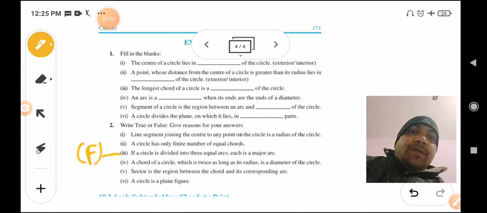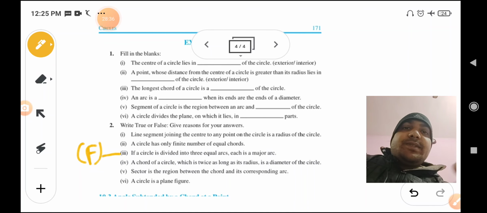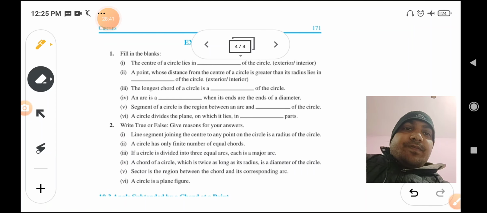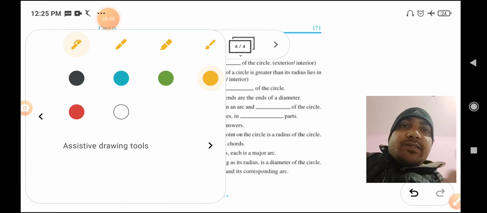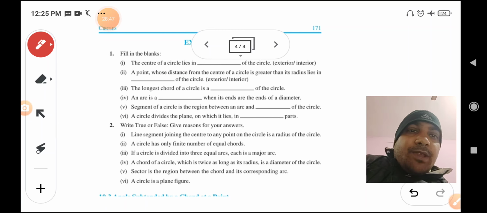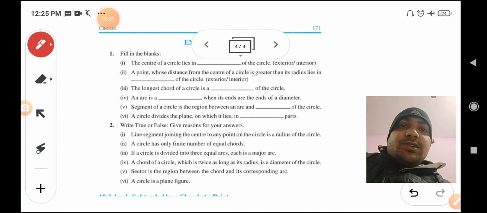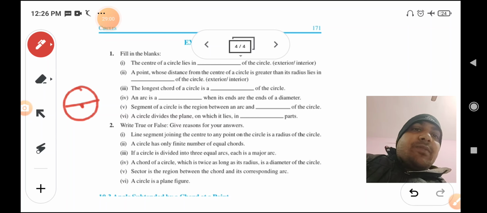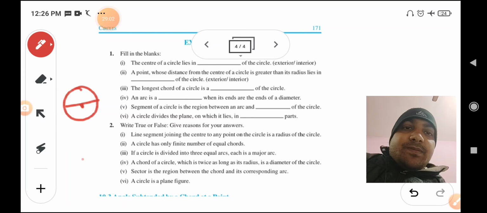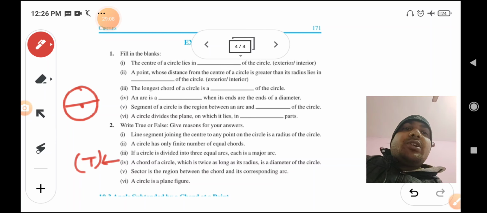Is it clear to everyone? So coming to the next part, fourth part. A chord of a circle which is twice as long as radius. Chord which is twice as long as radius, what we call diameter, is a diameter of the circle. So it is true. Fourth part. So we have already seen 1, 2, 3, 4, right?